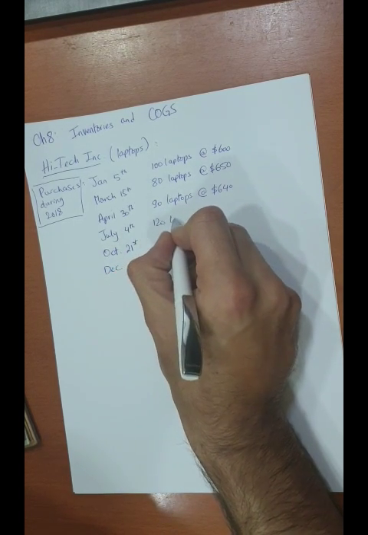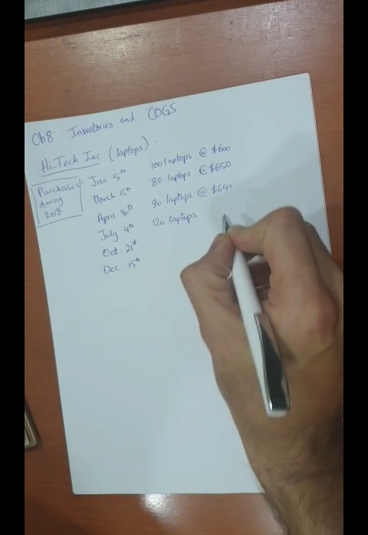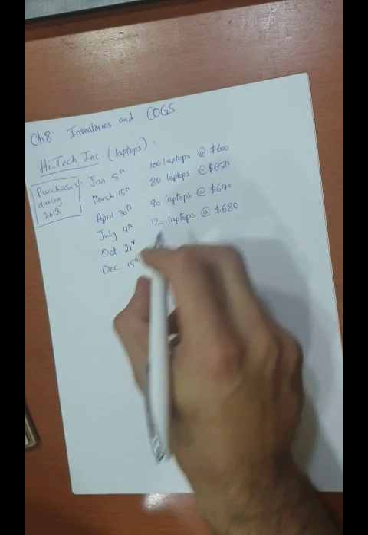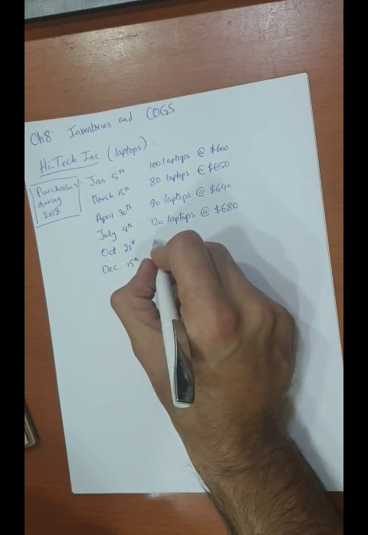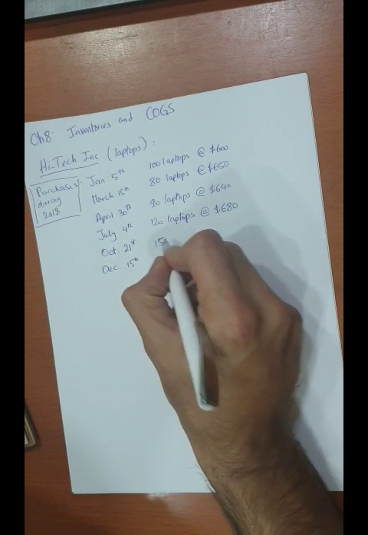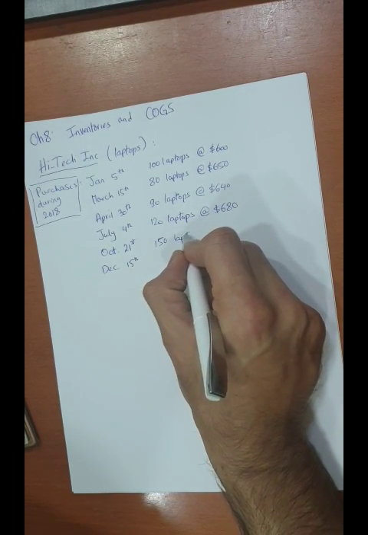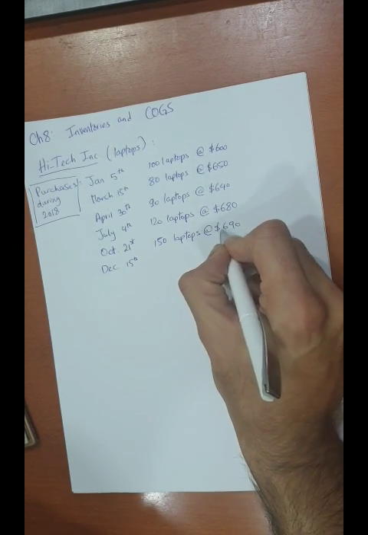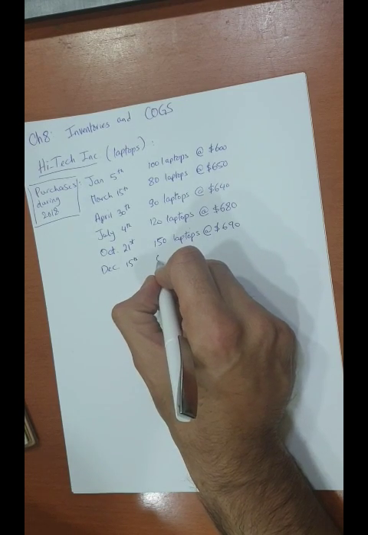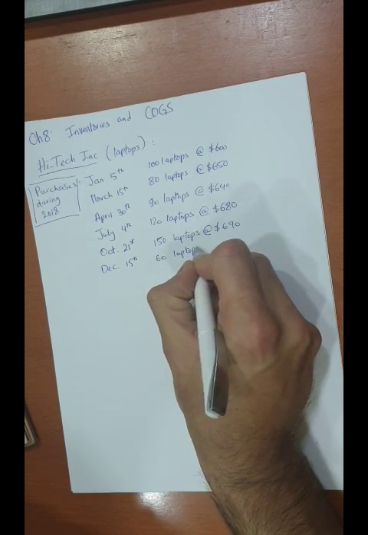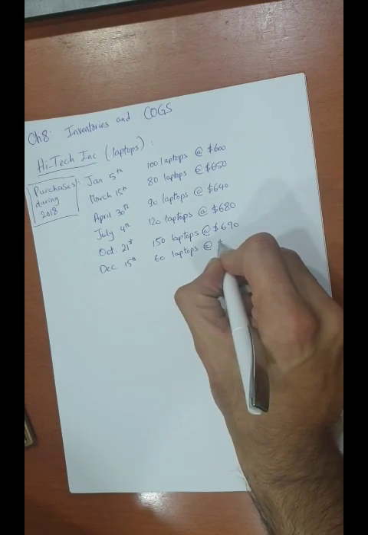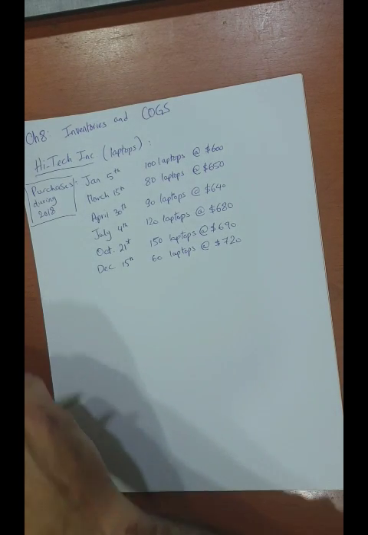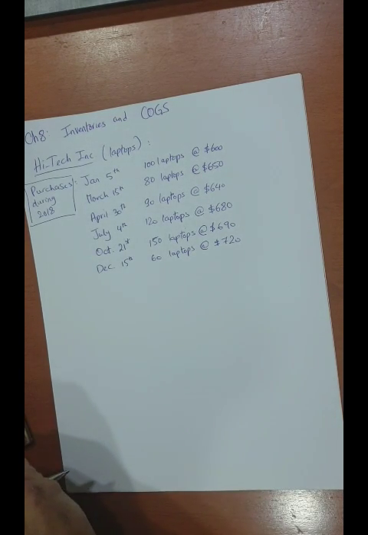On July 4th, 120 laptops at $680. On October 21st, the company purchased 150 laptops at $690. And finally, mid-December, they purchased 60 laptops at $720. Okay?